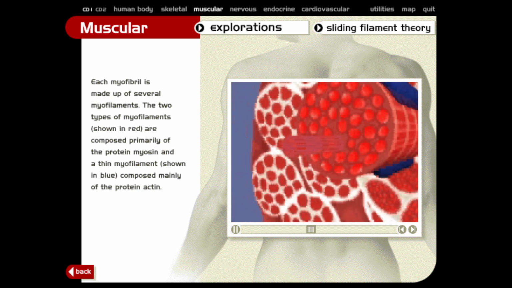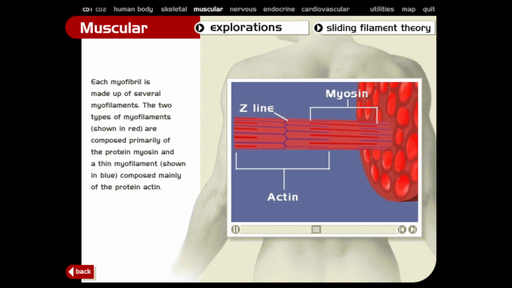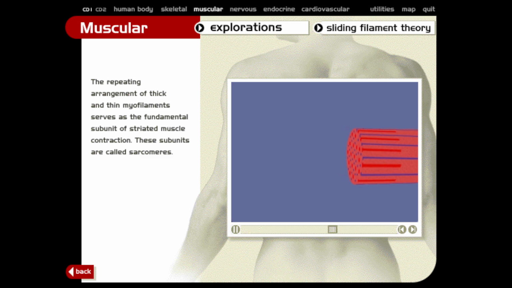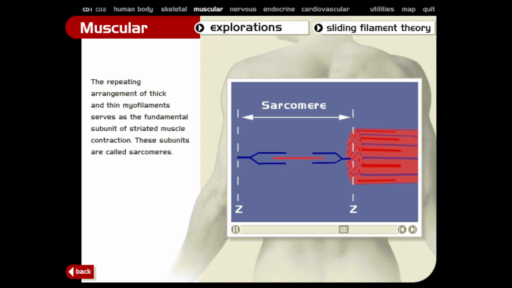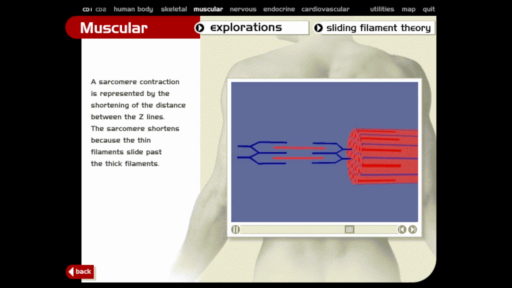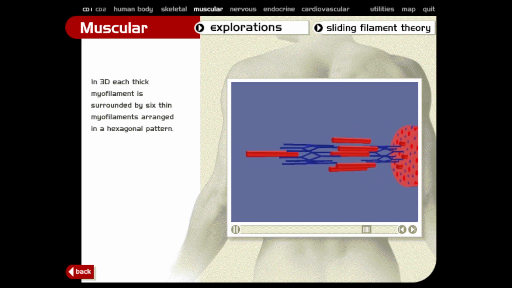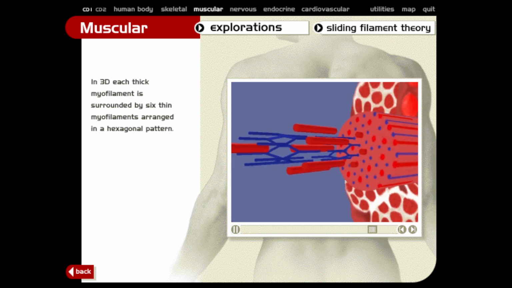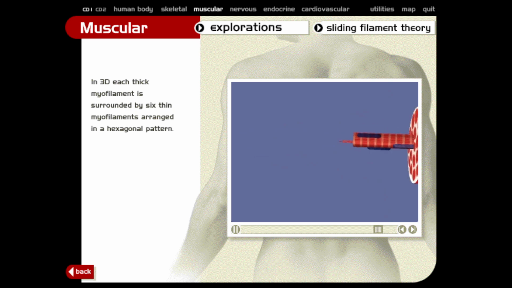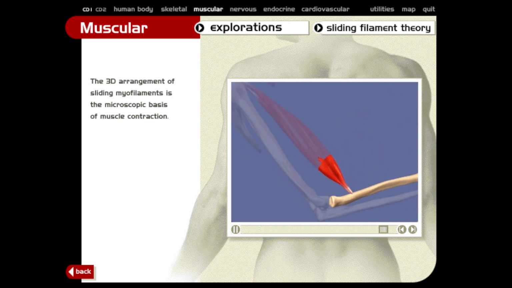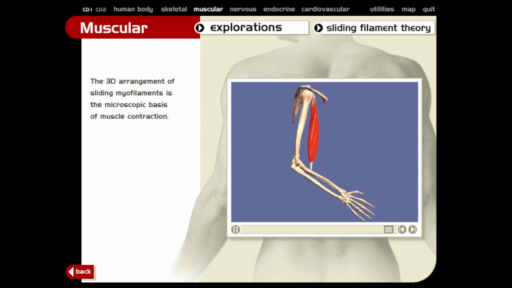The thick myofilament, shown in red, is composed primarily of the protein myosin, and a thin myofilament shown in blue is composed mainly of the protein actin. The repeating arrangement of thick and thin myofilaments serves as the fundamental subunit of striated muscle contraction. These subunits are called sarcomeres. A sarcomere contraction is represented by the shortening of the distance between the Z lines. The sarcomere shortens because the thin filaments slide past the thick filaments. In 3D, each thick myofilament is surrounded by 6 thin myofilaments arranged in a hexagonal pattern. The 3D arrangement of sliding myofilaments is the microscopic basis of muscle contraction.